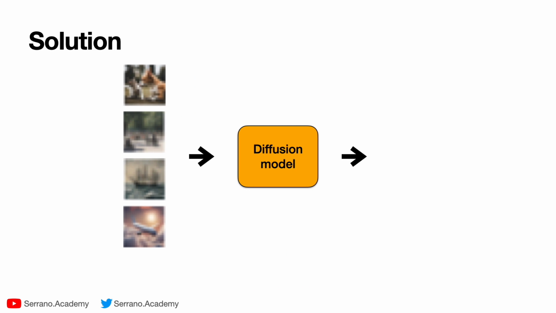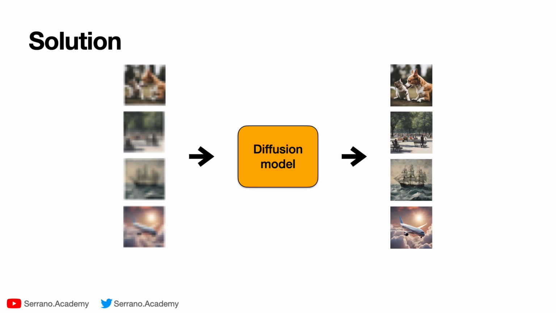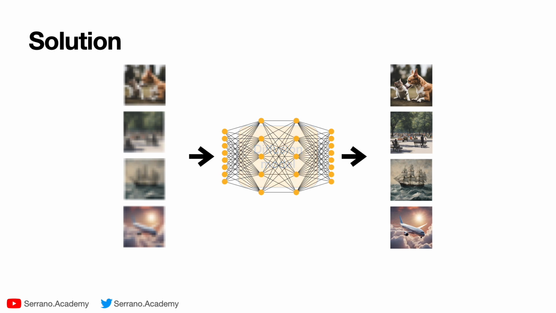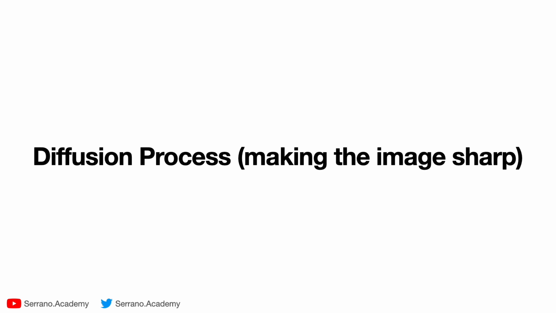So what we do is we have a third neural network called the diffusion model. And that one takes rough images and turns them into crisp, neat images. And as I said, that's another neural network. So that is the third one. Now let me tell you a bit more about the diffusion model, which is the one that makes the image sharp.